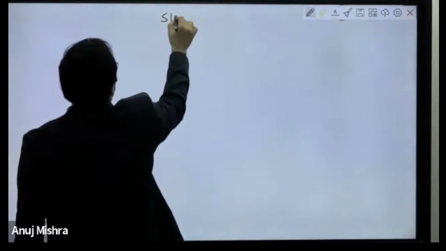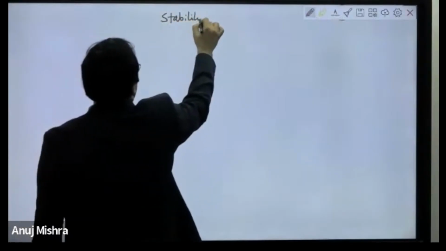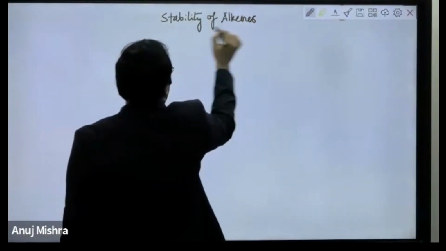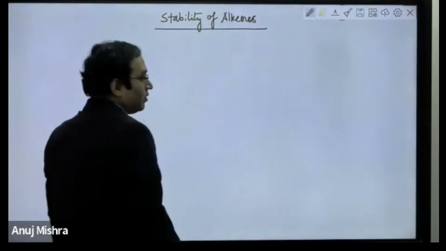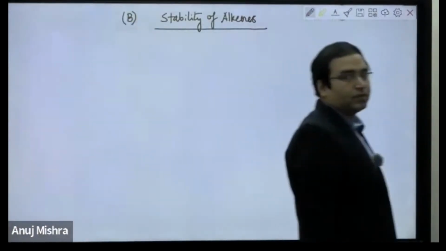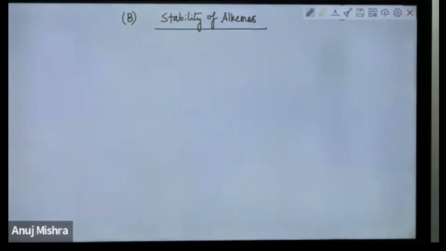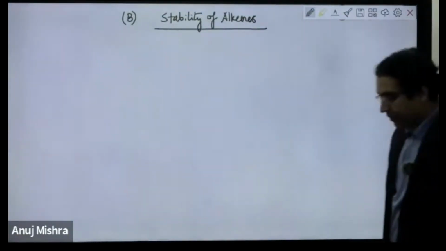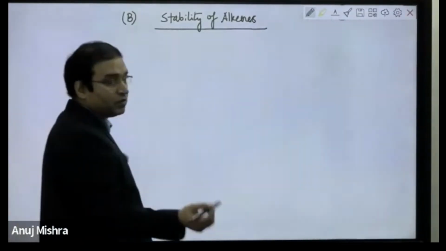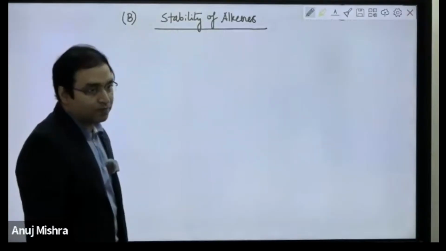Write down stability of alkene. This is the second application of hyperconjugation. लिखिए. Second application of hyperconjugation is stability of alkene. You can tell about stability of alkene. So now, first application was the previous one which you have done, stability of carbocation.